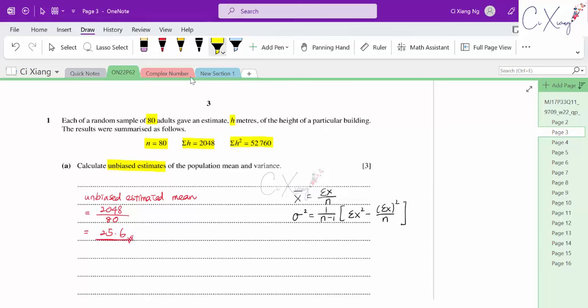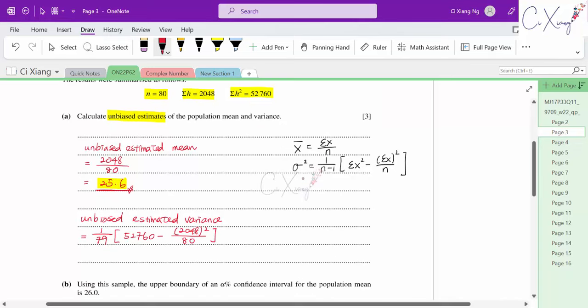And for the unbiased estimated variance, according to the formula, we have 1 over n minus 1, so we have 1 over 79. For the summation of x squared, we substitute the summation of h squared, 52760, minus the summation of x squared. That means we substitute 2048 squared, divided by n, which is 80.